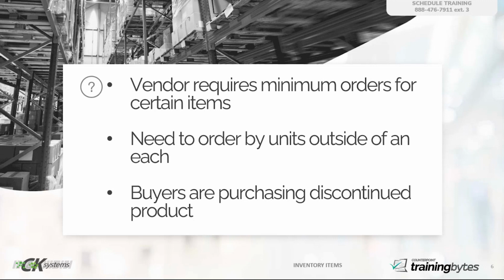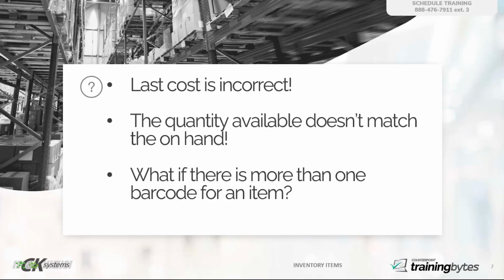How do you prevent your buyers from purchasing discontinued items? We'll talk about that. What if your last cost is incorrect? When you look at your item record, don't panic. That's okay. We'll talk a little bit more about that as well. A common question I get is, so quantity on hand and quantity available, what's the difference? What if they don't match?